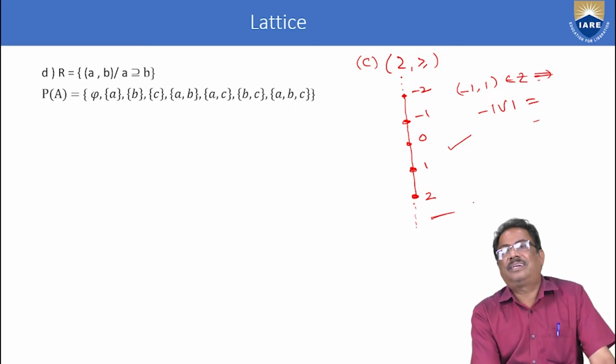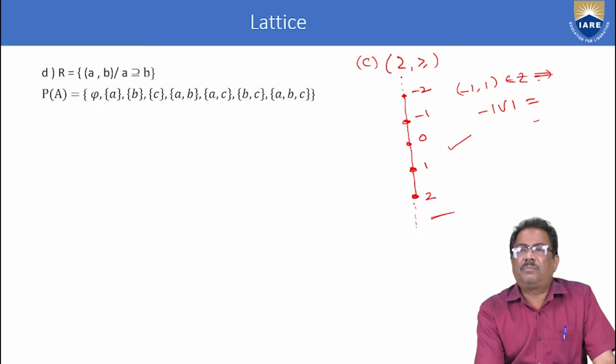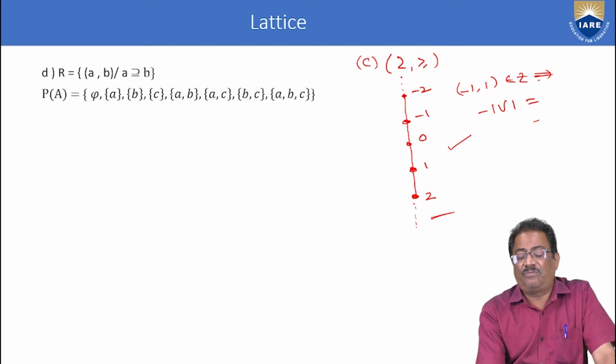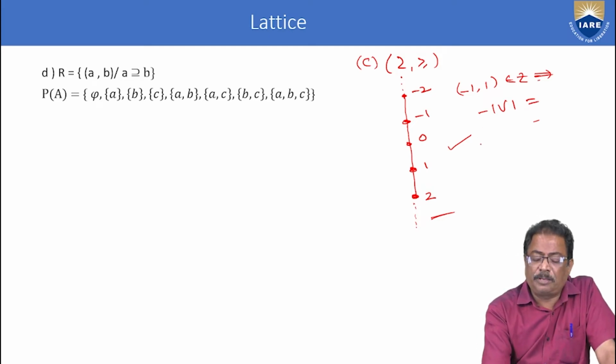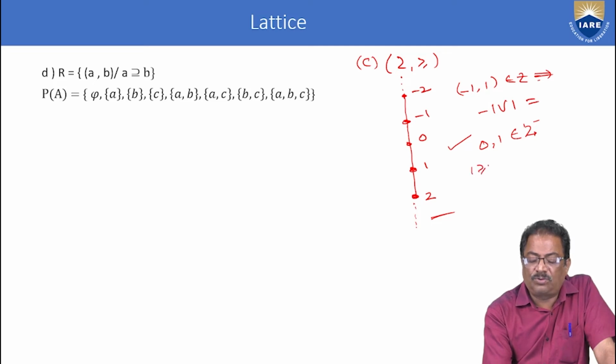Of course, the set consists of infinitely many elements, so we can say that it is an infinite lattice. I am just taking 0, 1, let us say, belonging to Z. So what I am saying is that 1 is greater than or equal to 0, so 1 is related to 0. Next, of course, 0 is related to 0.